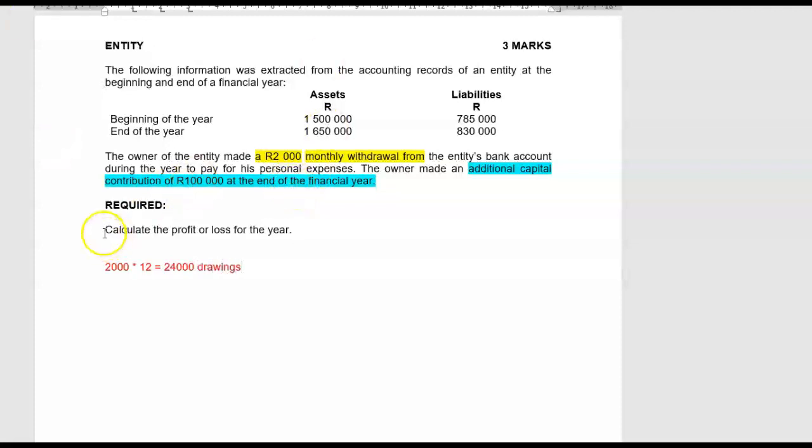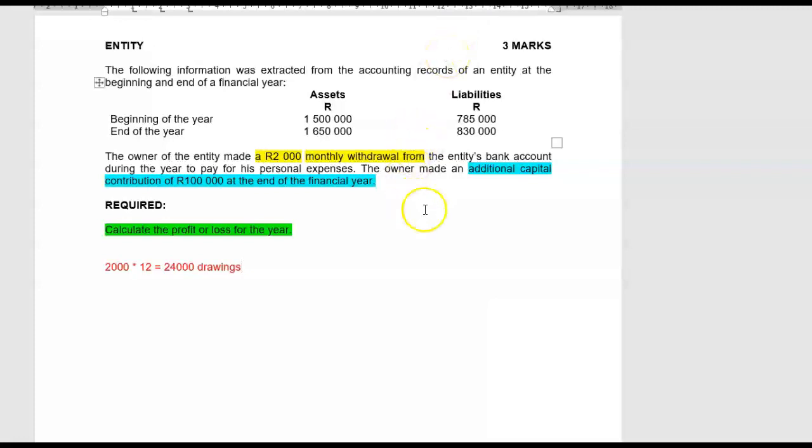Good. What do they want from you? Calculate the profit or loss for the year. I like this question because this is just a snippet of what you can expect in a test or exam, where you should use your knowledge in order to get something out which is not obvious.